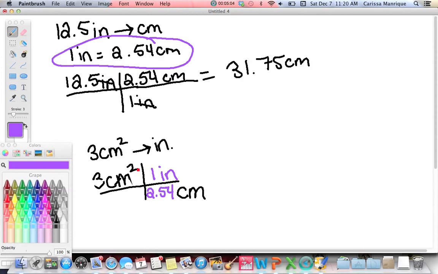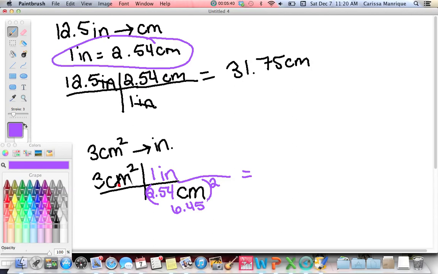Do you see that this is squared? So this needs to be squared. But I need to square everything. So I'm going to put a parentheses, which means include everything in this parentheses, and square it. Okay? So if we put 2.54 squared in your calculator, you are going to get 6.45. Okay? And that is, again, 2.54 squared.